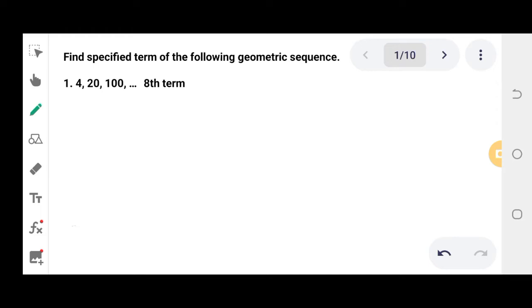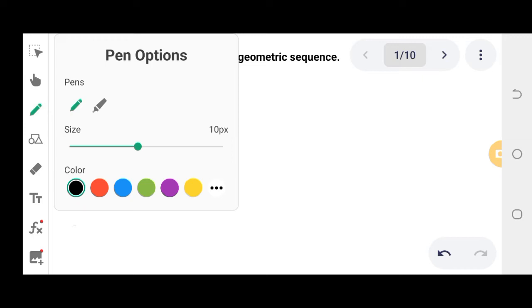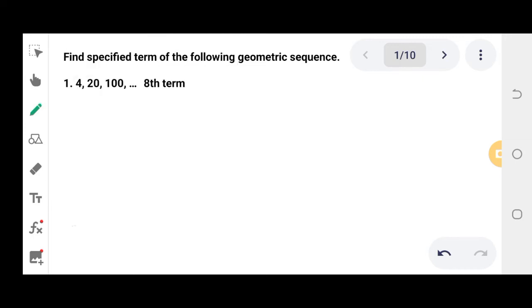Let us try to solve for this geometric sequence using the formula and finding the nth term of the given sequence. For number 1, we have 4, 20, and 100. Ang hinahanap po ay ika-8 term. So, using the formula, a sub n is equals to a sub 1 times r raised to n minus 1. Substitute po yung mga given. Ang hinahanap po natin ay a sub 8. Ang ating po a sub 1 is 4.